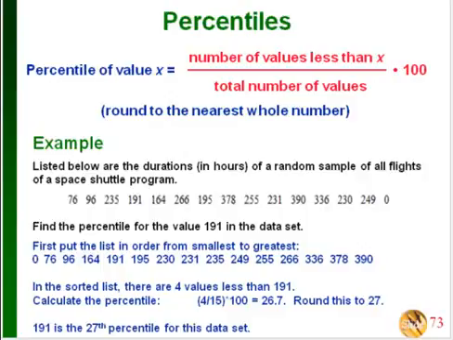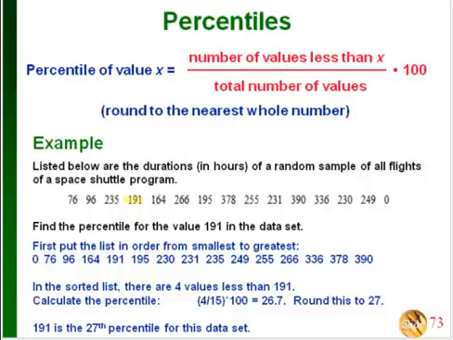So here's an example. We've got the durations in hours of a random sample of flights of the space shuttle program. So actually the first thing, if we want to find the percentile for the value 191 in this data set, here's our data value we're interested in. What we need to do is find out how many values are less than that. So it would really help if we first put our list in order from smallest to greatest.